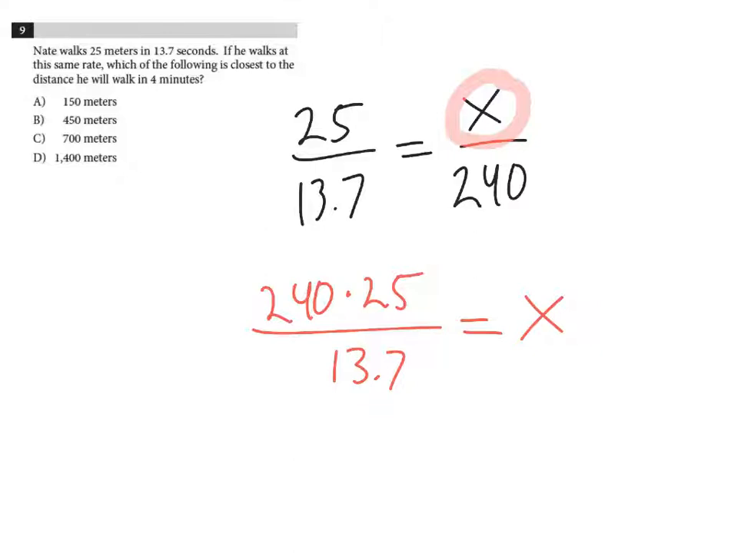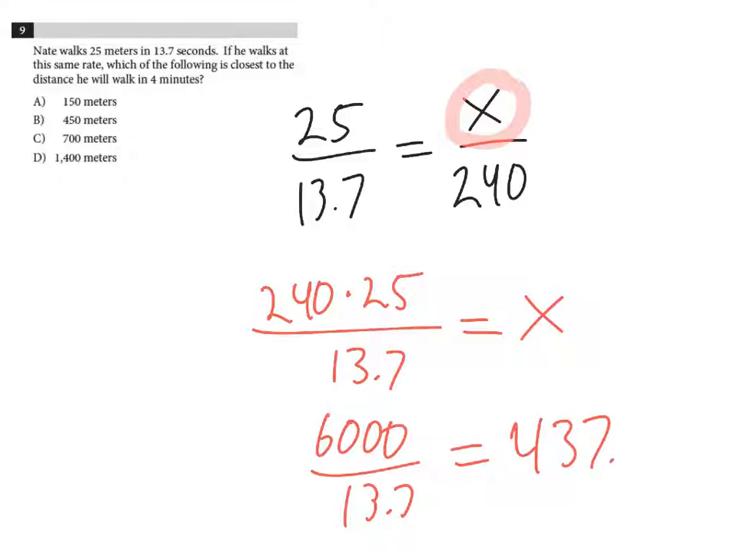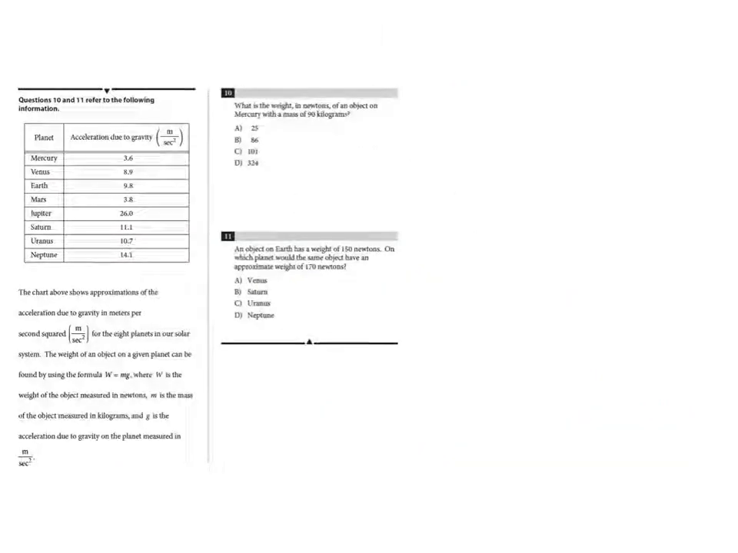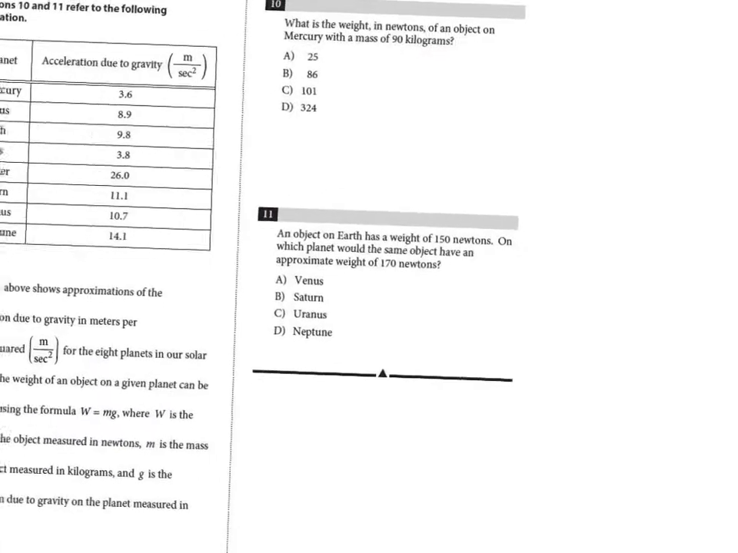240 times 25 equals 6,000, divided by 13.7. So 437.96. Okay, and it says what's closest? Well, that's going to be 450 meters. Okay, so this one was kind of, let's see if we can, oh boy.